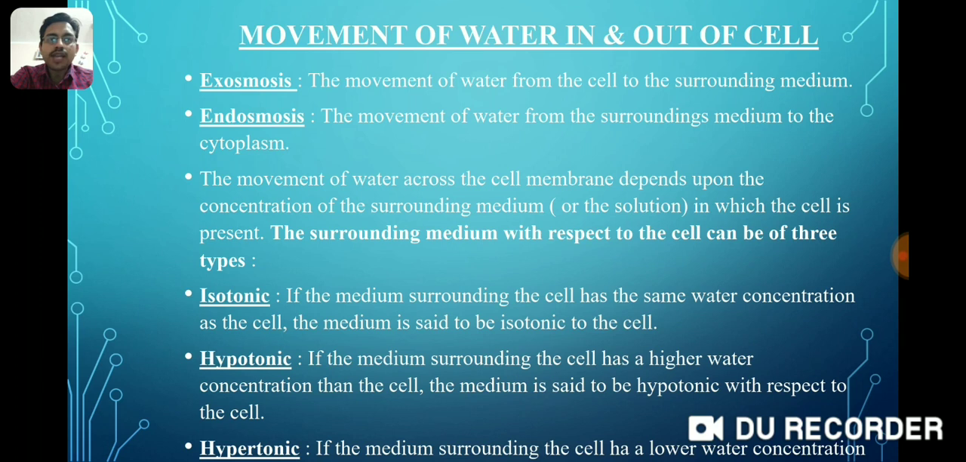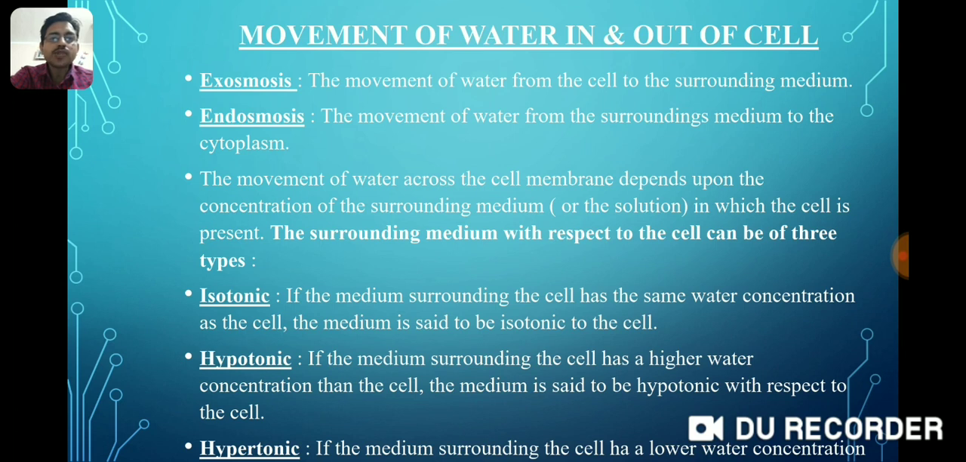The movement of water across the cell membrane depends on the concentration of the surrounding medium or the solution which is present around the cell. The surrounding medium with respect to the cell can be of three types. Isotonic. If the medium surrounding the cell has the same water concentration as the cell, the medium is said to be isotonic. If the cell is placed in isotonic solution, equal number of water molecules will move in and out of the cell, so there is no net gain or loss of water molecules. Hence, the cell placed in isotonic solution will remain in the same size, that is, it will neither shrink nor swell up.